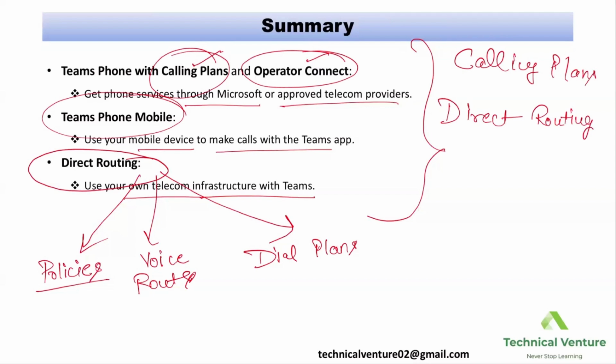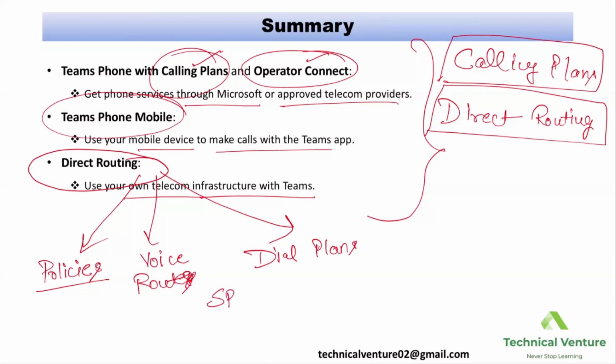Calling plans is actually a straightforward thing. We can simply go to the Teams Admin Center and raise a request with Microsoft for the numbers, right? Direct routing is somewhat different. We need to have our own service provider. We should have numbers. We need to configure the voice routes. We need to configure the SBC, we need to configure dial plans. So there are so many things which we need to configure.